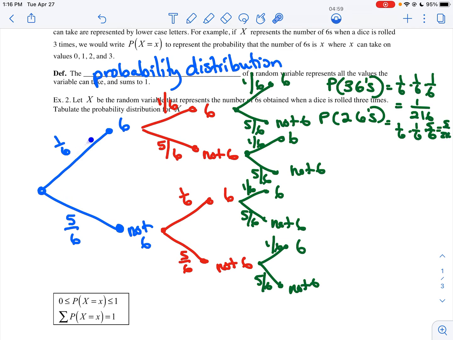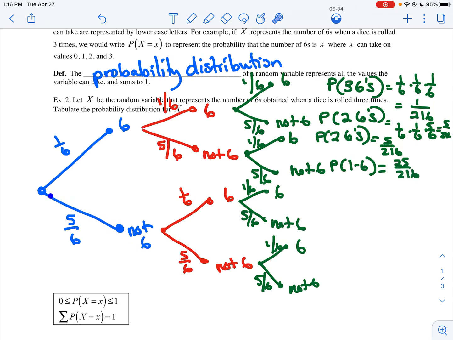Then I'm kind of going through my tree diagram. Then here I would get a 6, not a 6, and a 6. So that's the probability of 2 sixes. That's 1/6, 5/6, 1/6, so that is the same as before. In this part of the tree diagram, this is a 6, not a 6, not a 6. So this is the probability of 1 six. So that's 1/6 times 5/6 times 5/6, which is 25 out of 216.